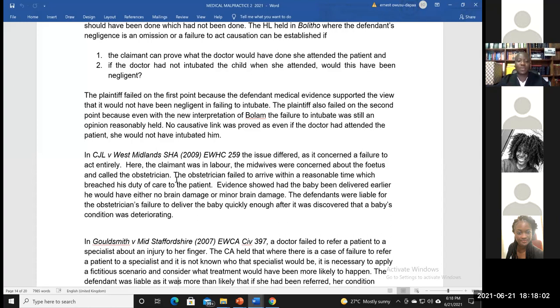So the defendants were held liable for the obstetrician's failure to deliver the baby quickly enough after it was discovered that the baby's condition was deteriorating. Because here, at least, we are getting the sense that if there had not been a delay, there wouldn't have been any brain damage, or even if there would be brain damage at all, it would have been very minor.